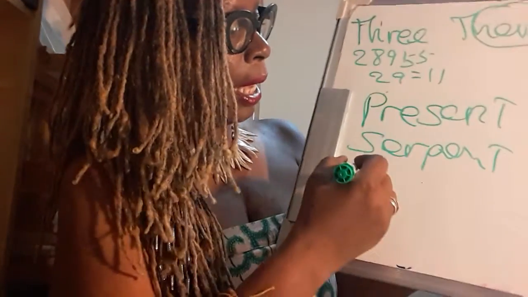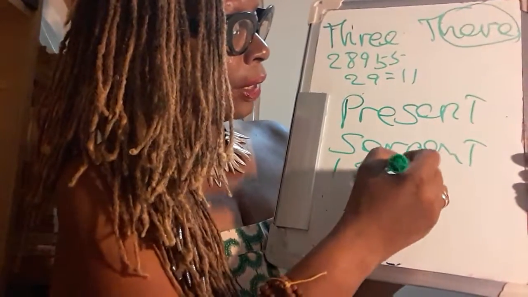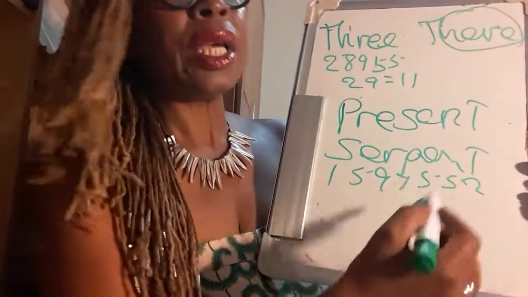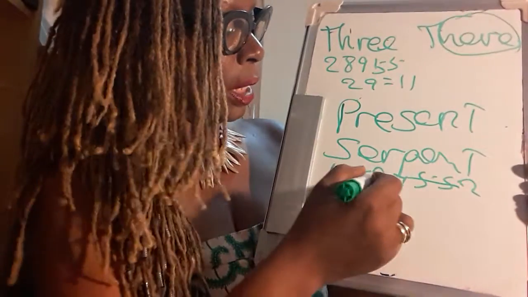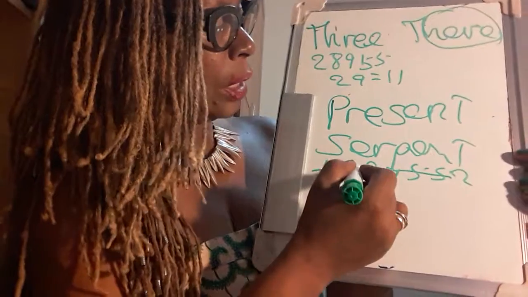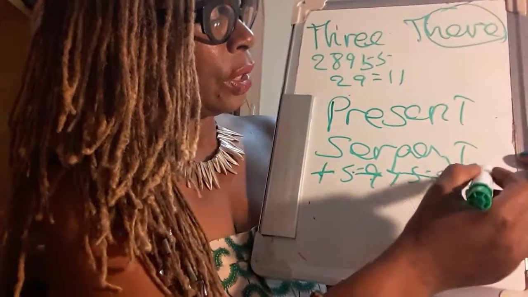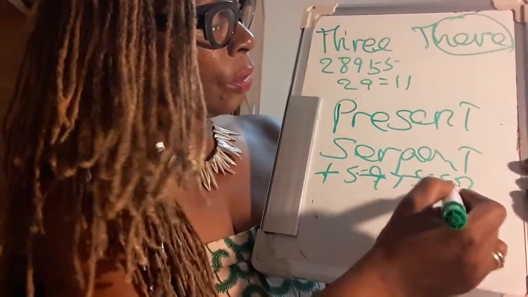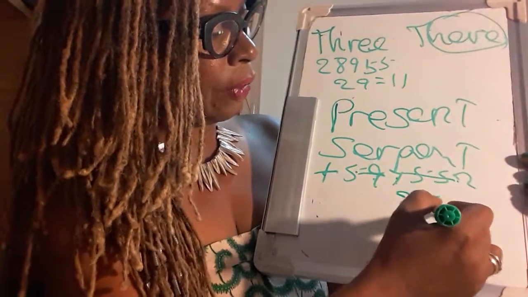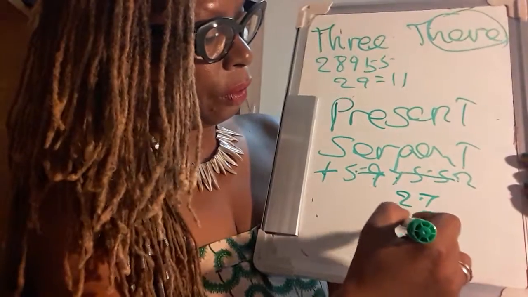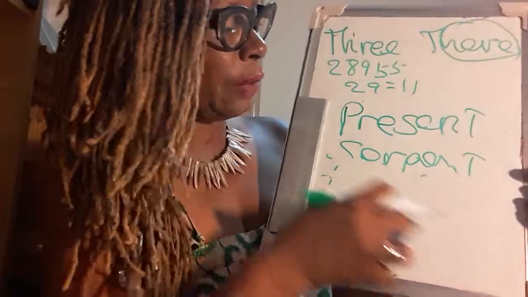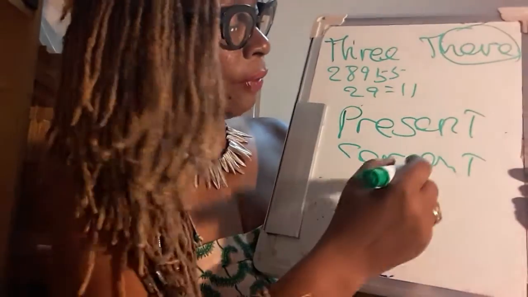serpent, and this is 15975552. Adding this together is 34. I just really have done it so many times. This is 10, 20, 25 plus 2 is 27 plus 7. 27 plus 7 is 34. Okay. So 34, 3 plus 4 is 7.